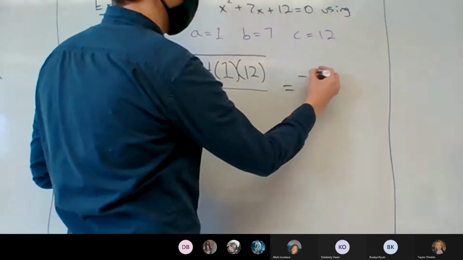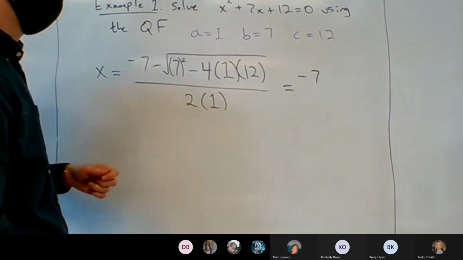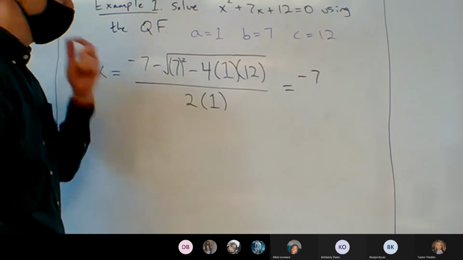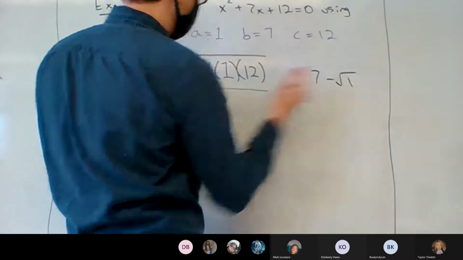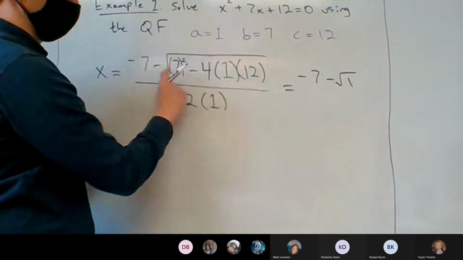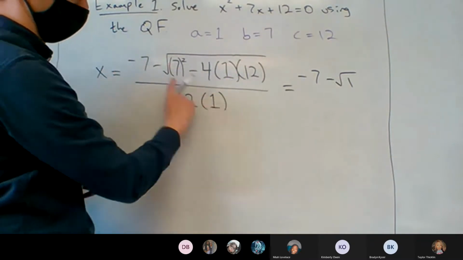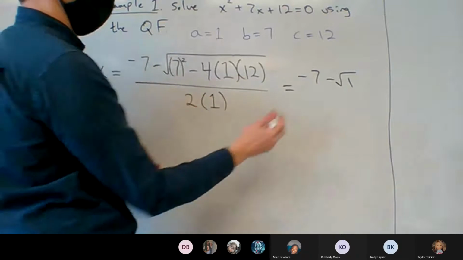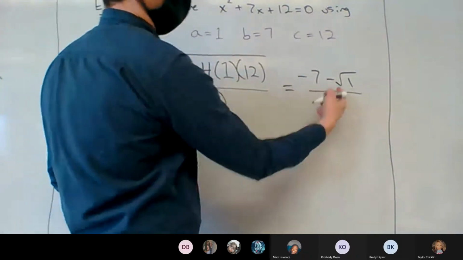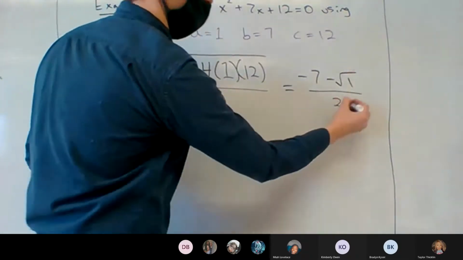And what's that going to come down to? It's going to come down to negative 7, and then minus the square root of 1. Because last time, nothing inside changed, right? This thing yielded square root of 1 when everything was said and done in here. And in between our two solutions, nothing is changing. So it's still a square root of 1 there. And the bottom is still a 2.